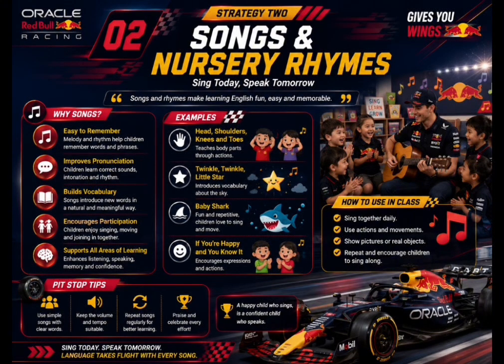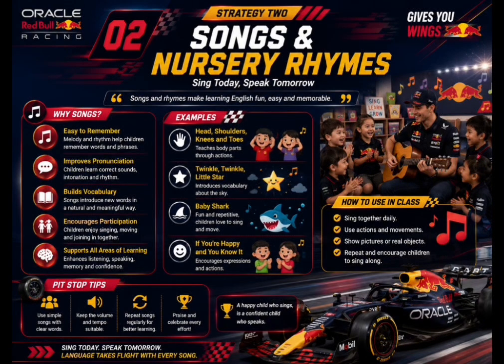Some examples of songs that teachers can use are Head, Shoulders, Knees and Toes, to teach body parts; Twinkle Twinkle Little Star, to introduce vocabulary about nature; Baby Shark, because repetition helps children to remember words easily; and If You're Happy and You Know It, to teach emotions and actions.